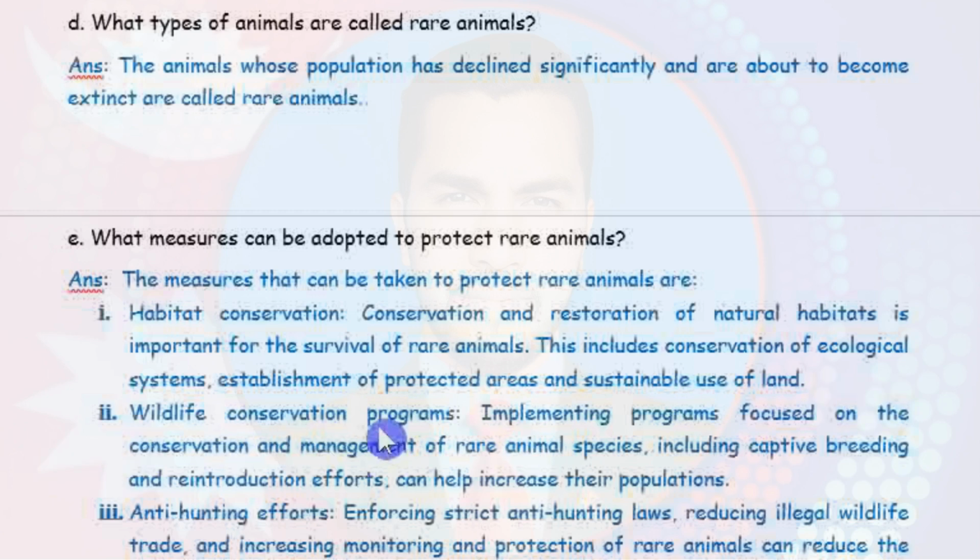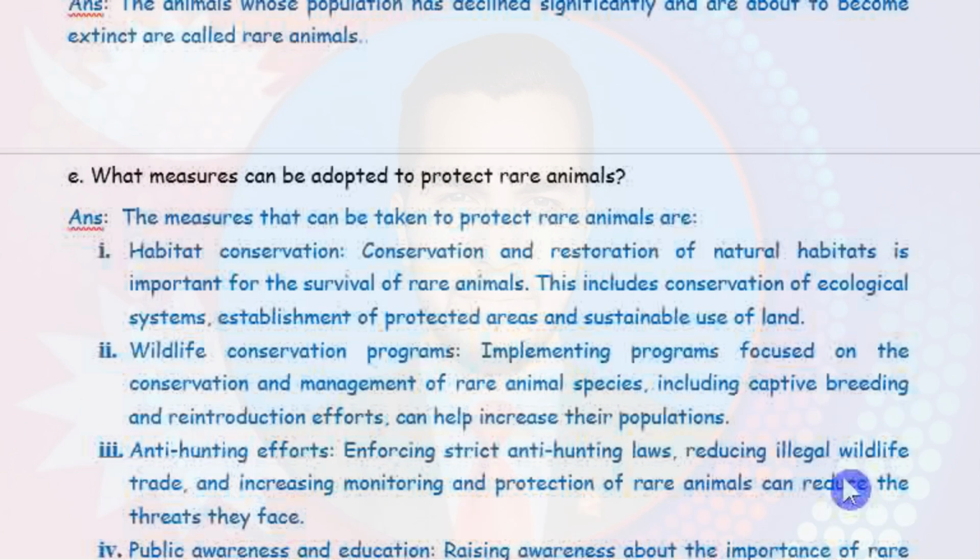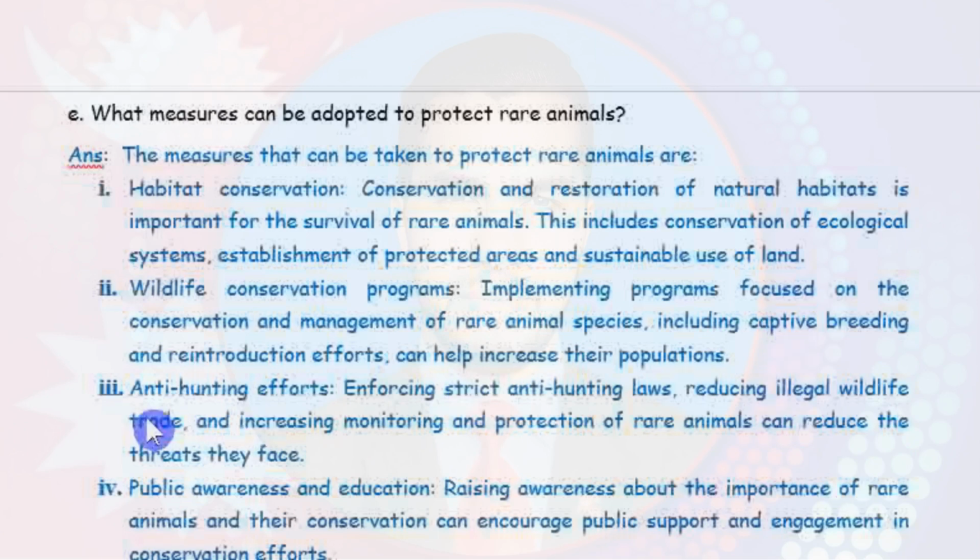Number second, wildlife conservation programs. Implementing programs focused on the conservation and management of rare animal species, including captive breeding and reintroduction efforts, can help increase their population. Number third, anti-hunting efforts. Enforcing strict anti-hunting laws, reducing illegal wildlife trade, and increasing monitoring and protection of rare animals can reduce the threats they face.